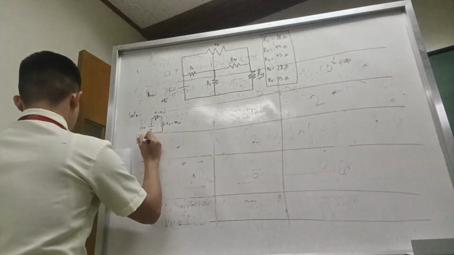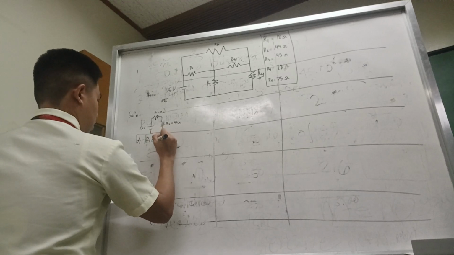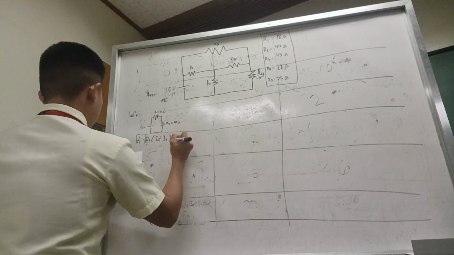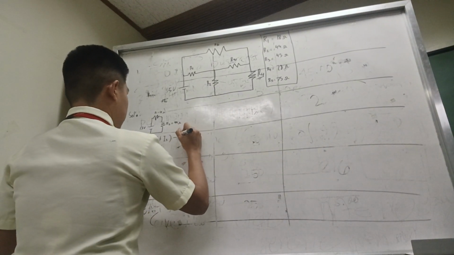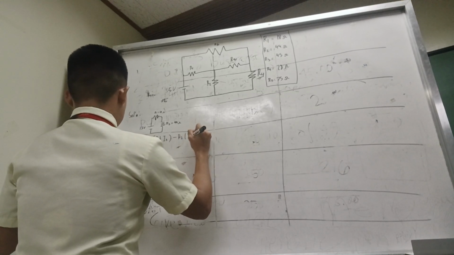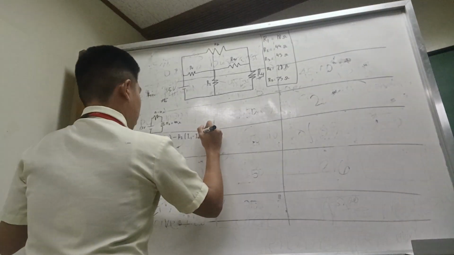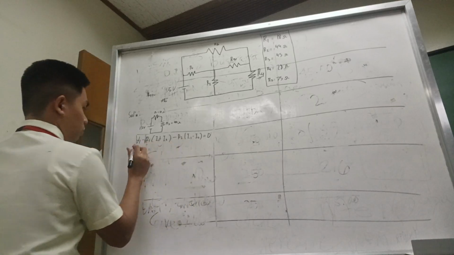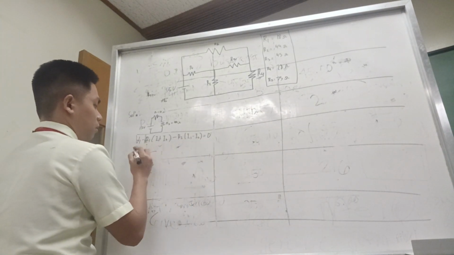V1 minus R1 parenthesis I1 plus I3 parenthesis minus R2 parenthesis I1 minus I2 parenthesis close parenthesis is equal to 0. So we need to input this solution formula.